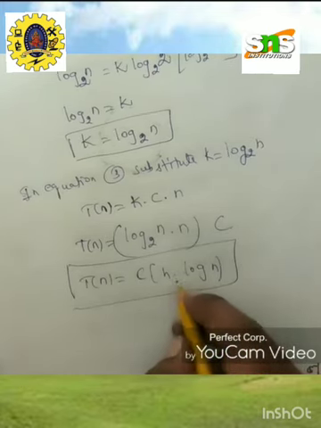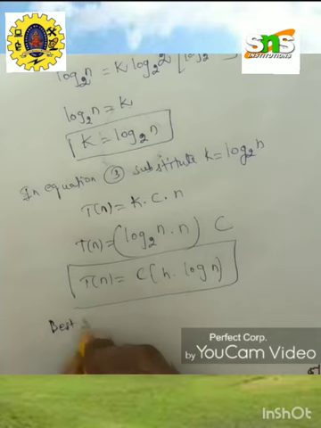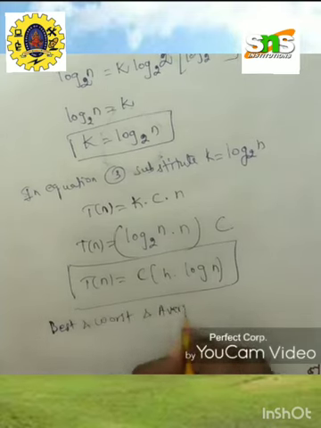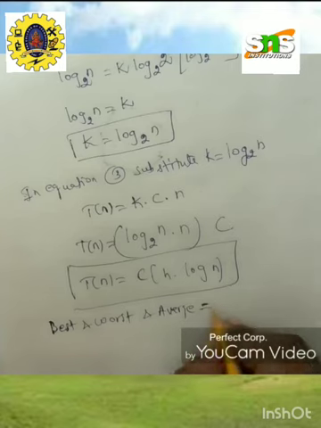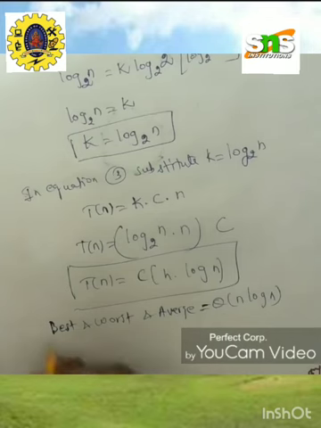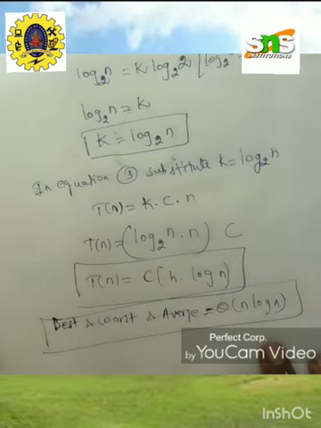Here the best, worst and average cases are all the same. The best, worst and average case for merge sort is order of theta of n log n. This is the time complexity obtained by using the substitution method. Okay, thank you.